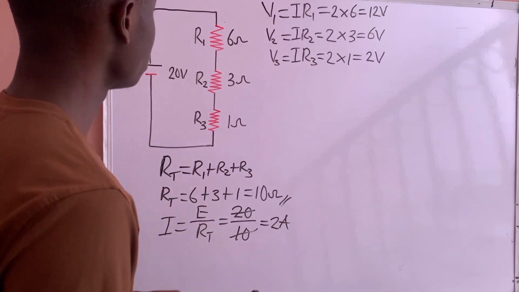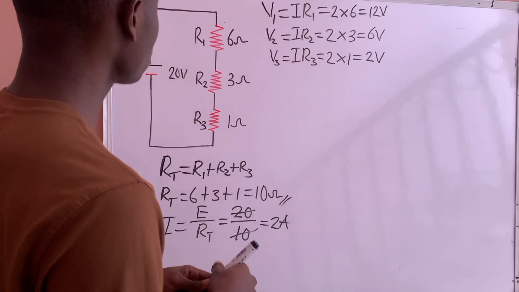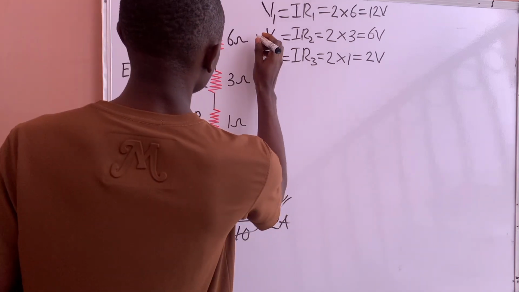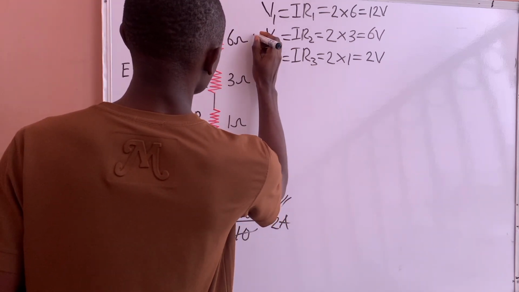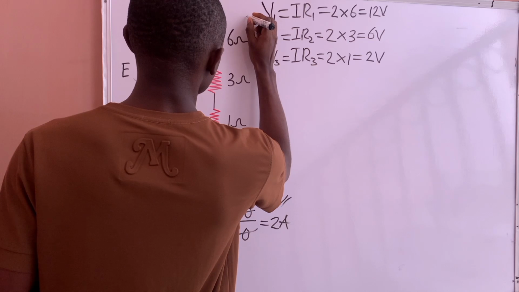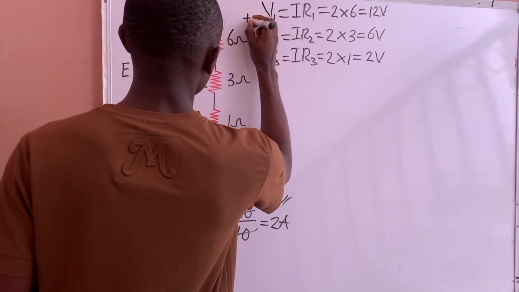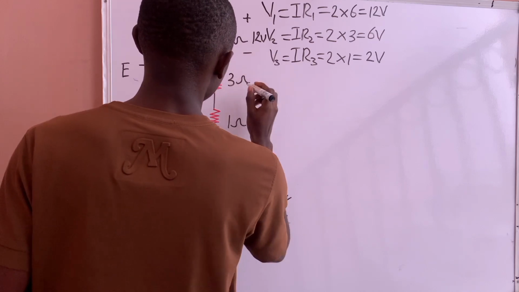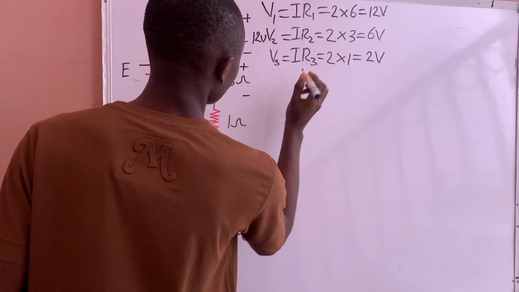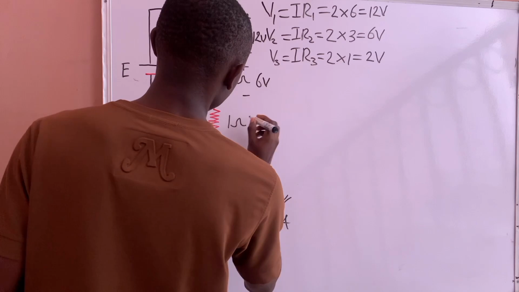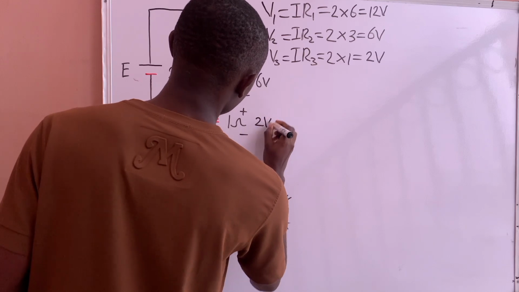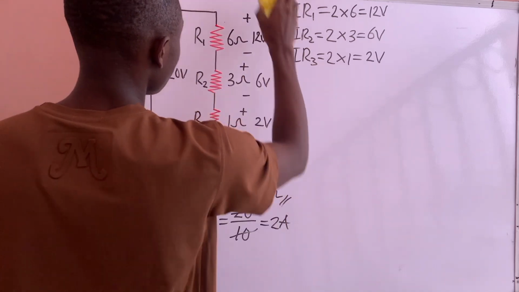So these are the voltages that drop across the individual resistors. Now let us input the values of our voltages into the circuit. The voltage that drops across resistor R1 is 12 volts, where here is the positive terminal of the resistor and here is the negative terminal. The voltage that drops across resistor R2 is 6 volts, and the voltage that drops across resistor R3 is 2 volts. Don't be confused. Let me clear here.